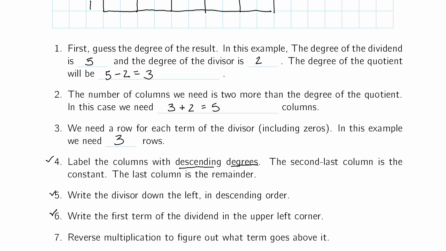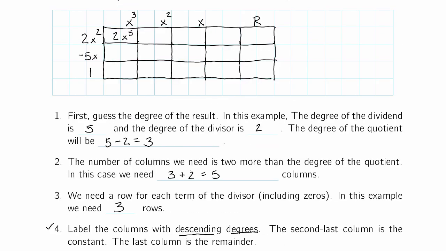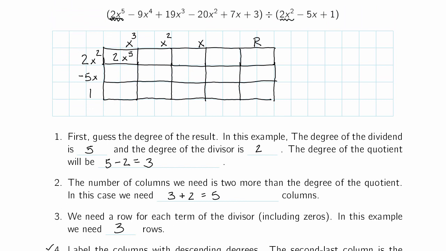I'm ready to start the process of reversing multiplication. And in fact, that's my next step. I'm going to reverse multiplication to figure out what term goes above my leading term. What do I need to multiply by 2x squared to get 2x to the 5th? Well, I need to multiply that by 1x to the 3rd. 1x to the 3rd is going to be the first term in my quotient.